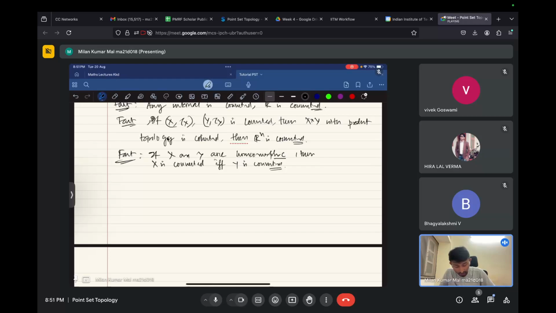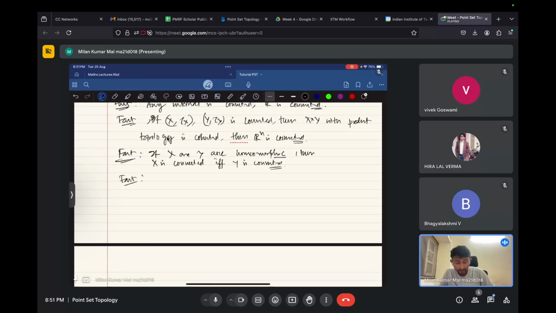And the circle is also connected. Fact: S^n, meaning all those (x1, x2, ..., xn) coming from real numbers such that the summation of xi squared equals 1, is connected with subspace topology. I think this is in lecture 8.